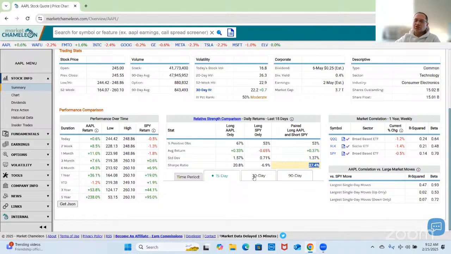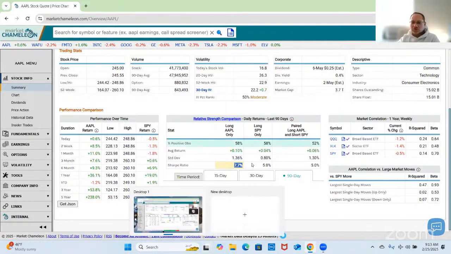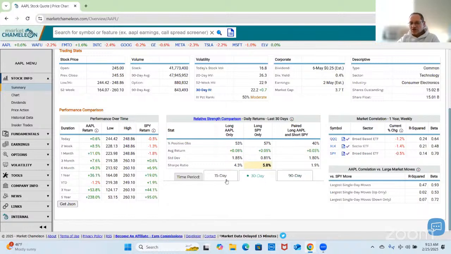And then we could just tab here to 30 days. So at 30 days, we get a little bit of a different scenario here. Just long SPY looks like it did better. And over 90 days, just doing it in Apple alone outperformed. Okay, so this gives us a relative performance over different time periods, but on a daily basis.